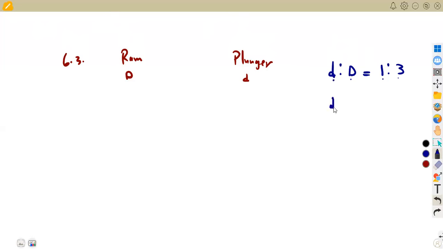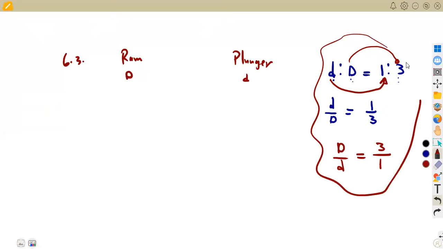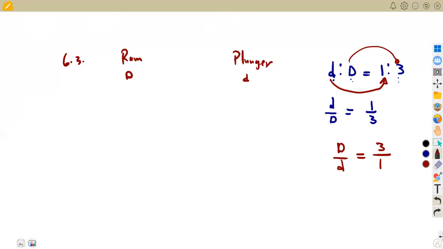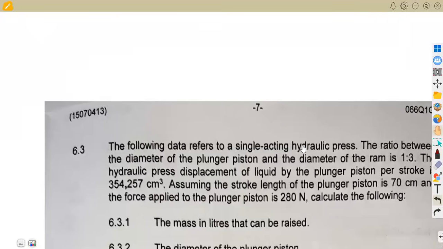So you can even write it as a fraction, D over D like this, where the smaller one is 1 and the bigger one on the ram is 3. Or I can have it this way, D over D like this, where this D is 3, so it's going to be 3 over 1. You can write it in any way that you want. All right, so let us just leave it for now. We shall see this later on.